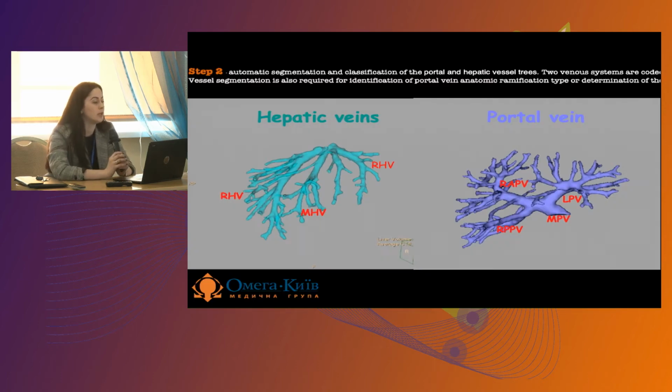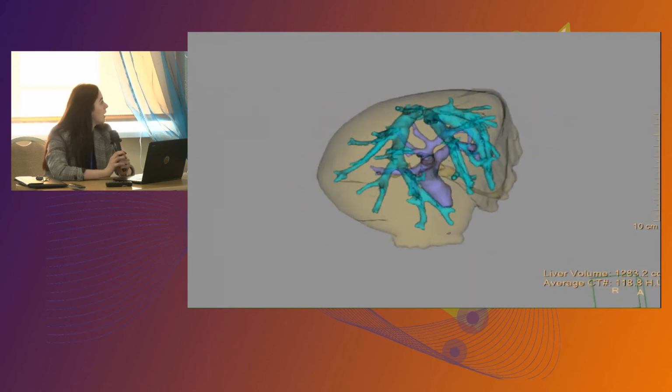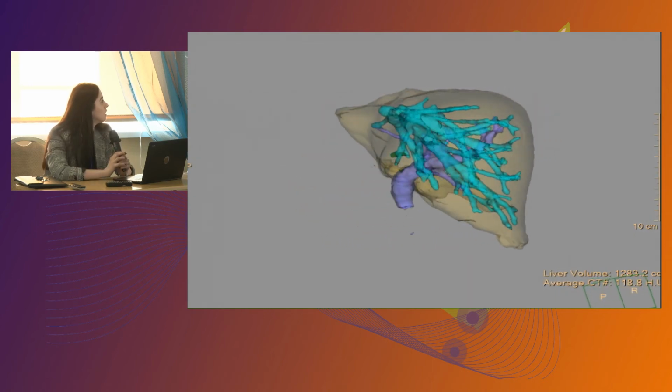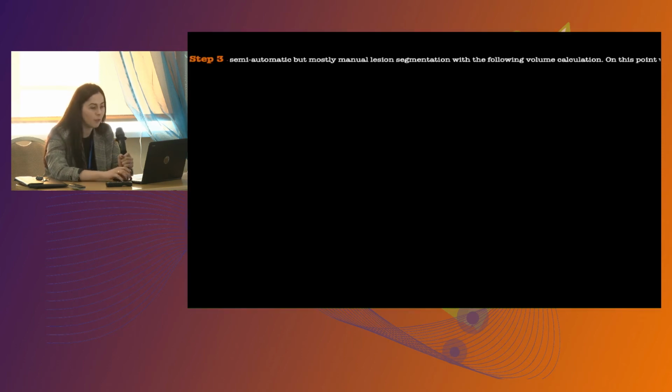Step number 2 is automatic segmentation and classification of the portal and hepatic vessel trees. The 2 venous systems are coded by different colors and very well separated. And vessel segmentation is also required for identification of portal vein anatomic ramification type, or for determination of important hepatic venous abnormalities. That's a batch. As you see, the vessels and liver parenchyma are already calculated and segmented.